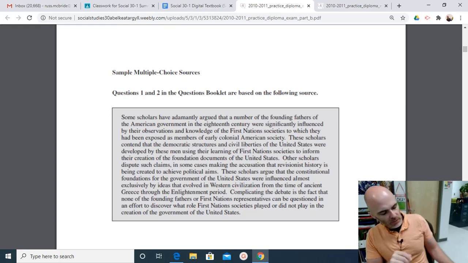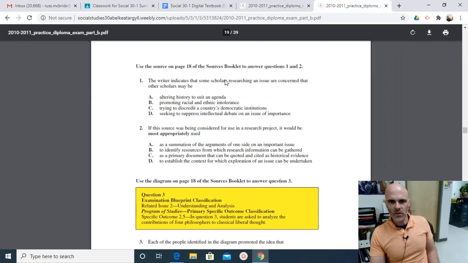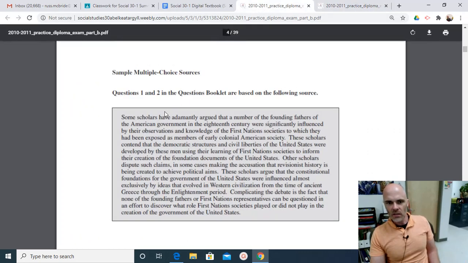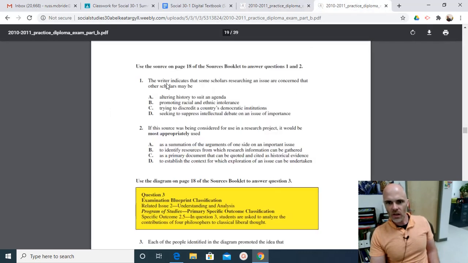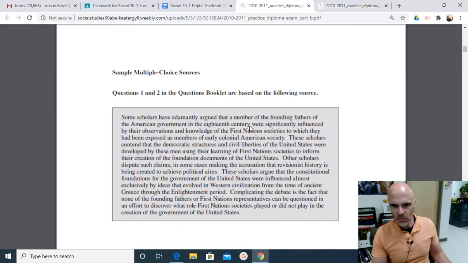Now, I might pause after that first sentence and say, have I already seen the answer? Because it does say some scholars, and the question says the writer indicates that some scholars, so there's a cue there, right? Researching an issue are concerned that some scholars have adamantly argued that a number of the founding fathers of the American government were significantly influenced. We're concerned that other scholars, well, it's not talking about other scholars here, it's talking about the founding fathers' influence. So maybe we need to keep going.